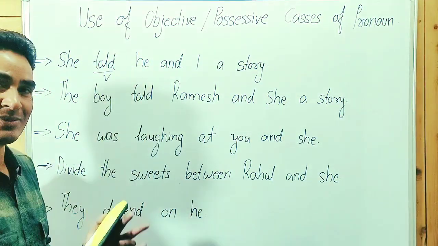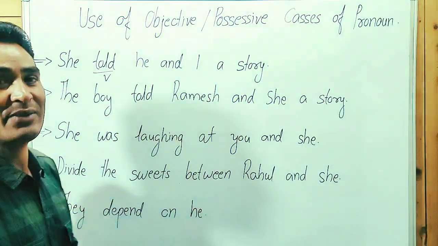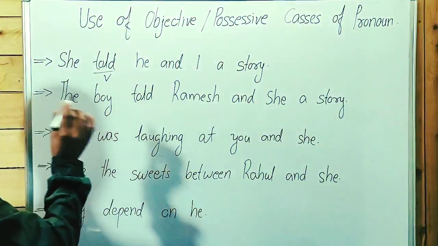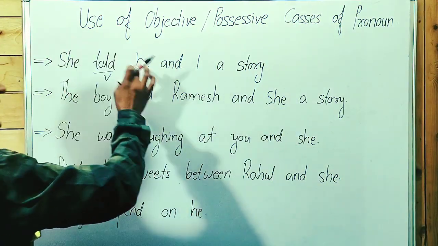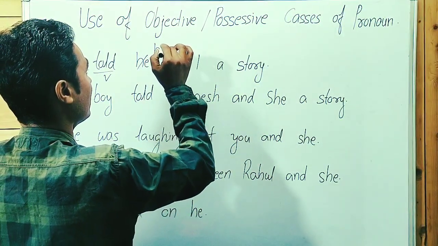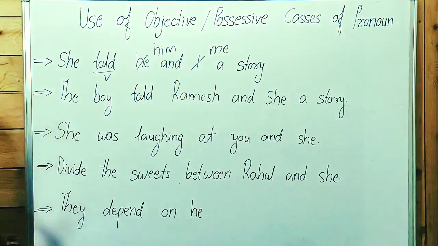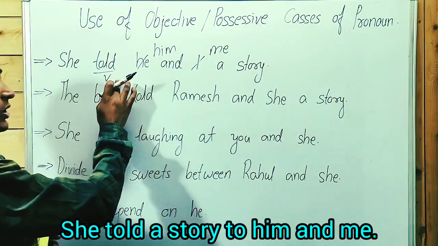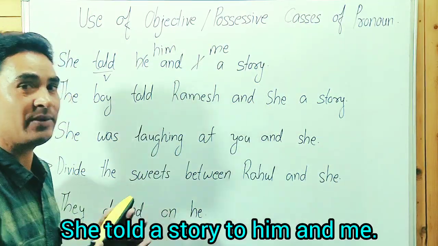"He" is over here the subjective case of the pronoun and "I" is also the subjective case of the personal pronoun. After a verb we always use the objective case of the personal pronoun. Guys, point to be noted. So the correct answer will be: she told him and me a story. Here, him and me, guys, point to be noted. She told him and me a story. This sentence can be written: she told a story to him and me.